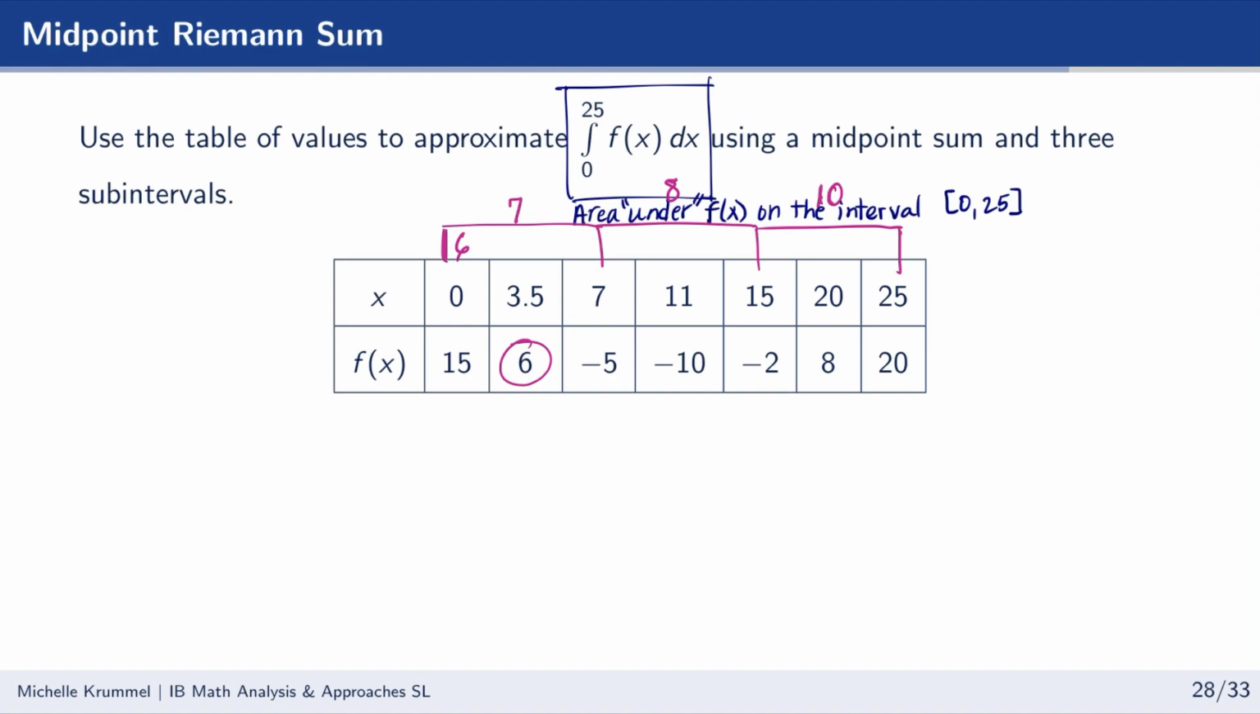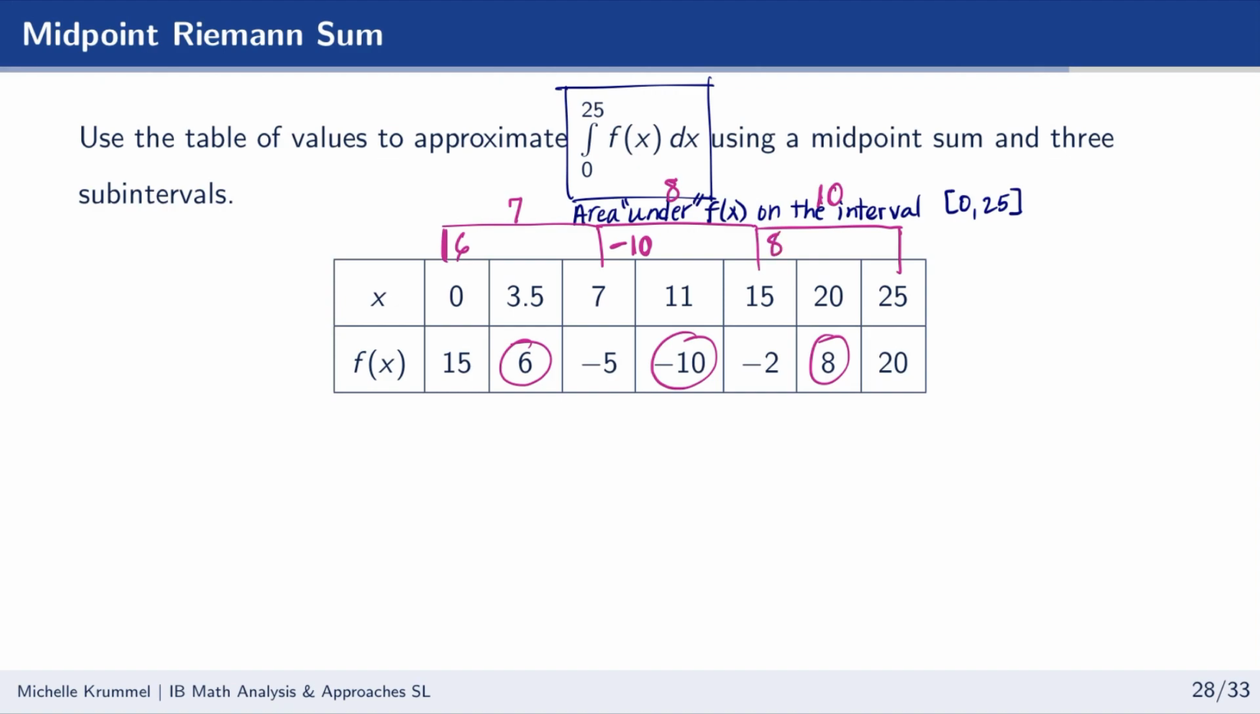On the interval from 7 to 15, you go to the middle. The midpoint between 7 and 15 is 11, and use that function value. Now, it's -10 because it's below the x-axis. We keep the negative sign there. And then on the interval from 15 to 25, halfway between is 20, so we take the function value at x equals 20 to be the height of that rectangle.